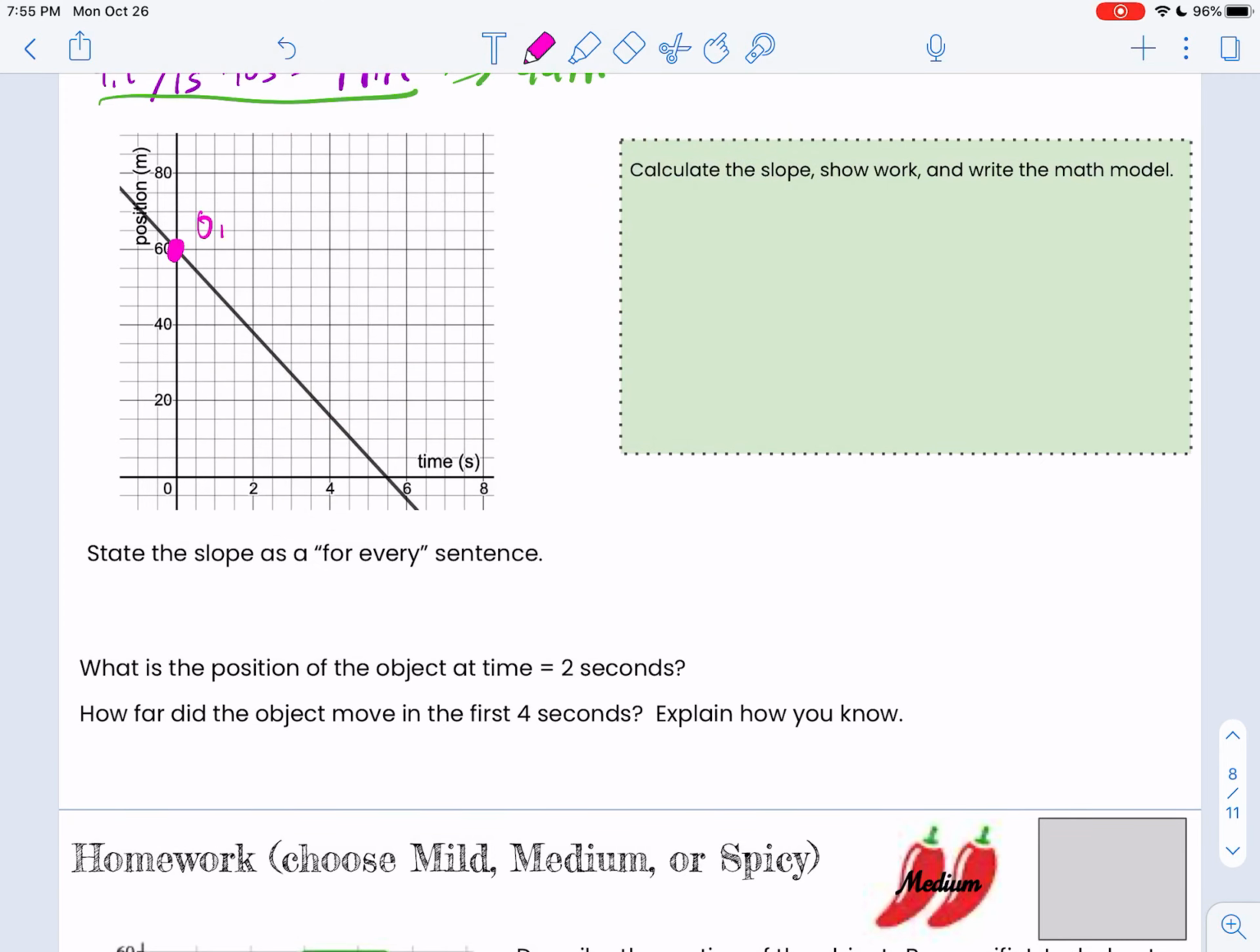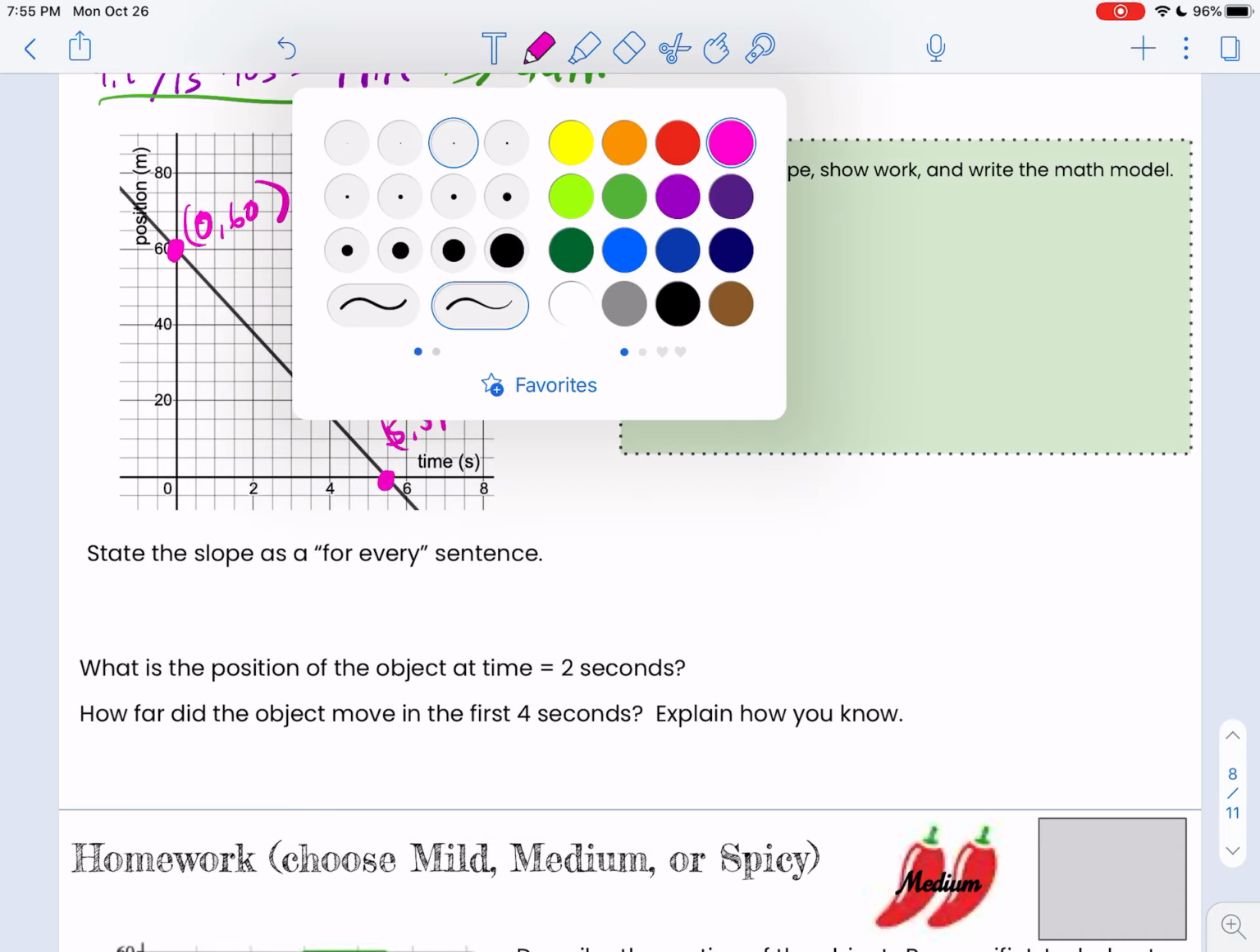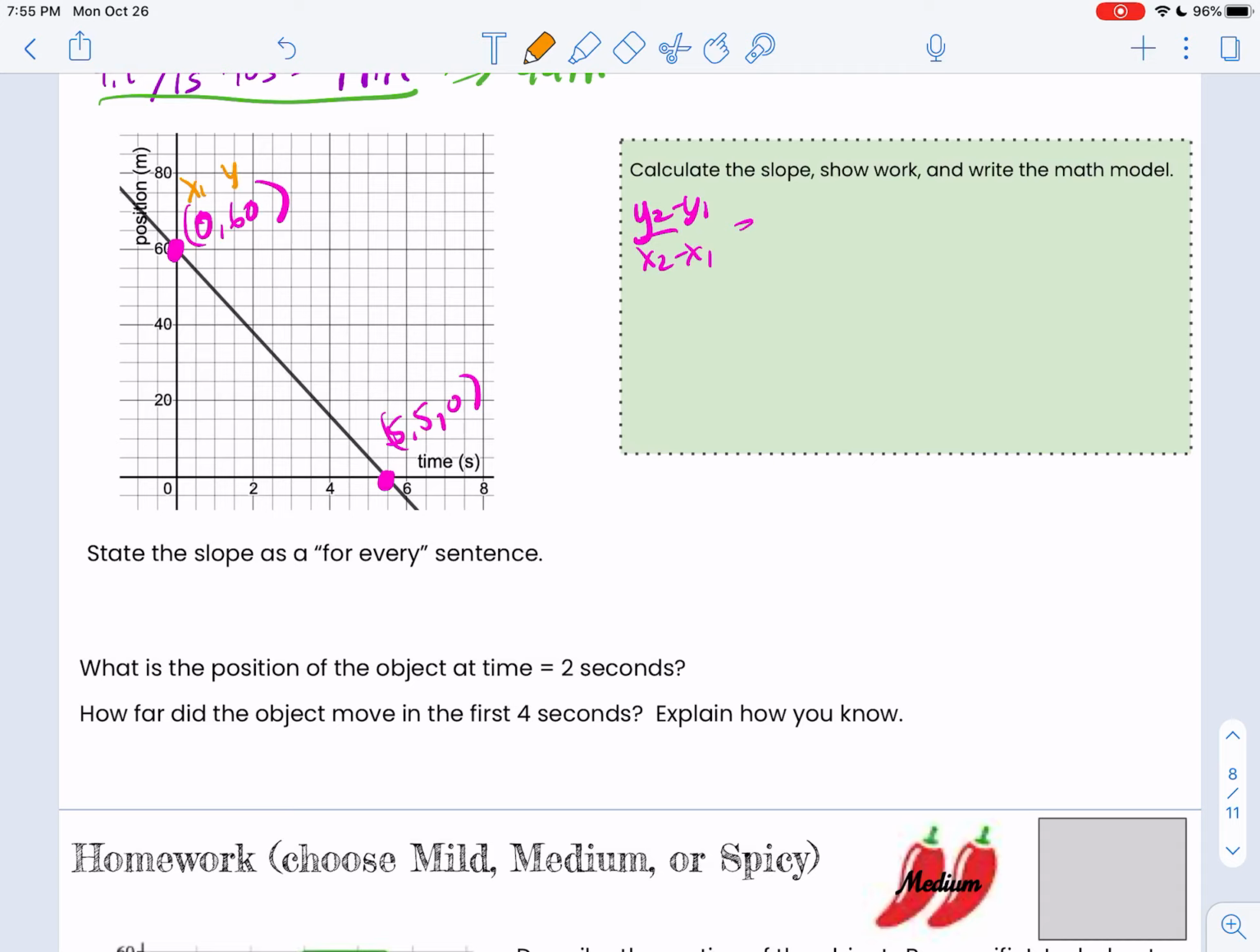So here's a nice clean one, 0, 60. And then you can pick another one. None of these look super clear. I'd probably just pick this one here, because that looks like it's at 5.5 and 0. So y2 minus y1 over x2 minus x1.